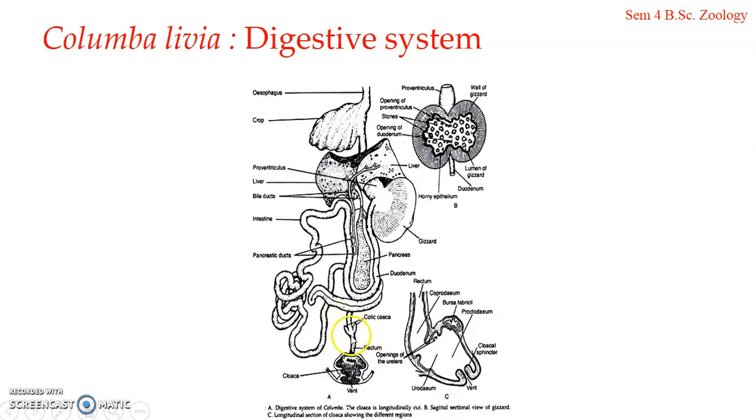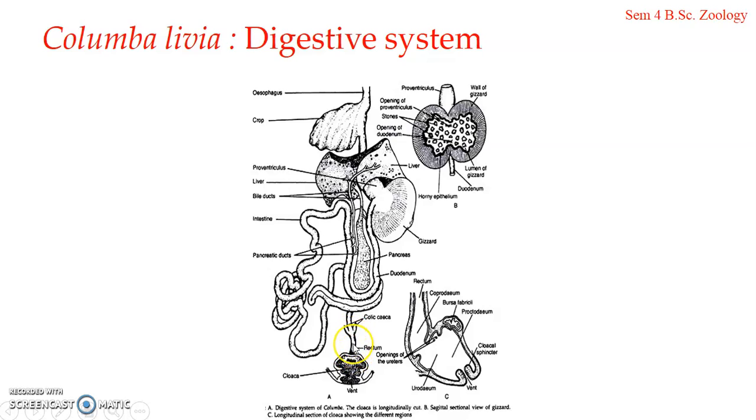Actually, this is the small intestine merging into the large intestinal region. So the junction is marked by a pair of small conical blind pouches, referred to as the colic ceca or the rectal ceca. The rectal ceca probably absorb water from digested food. The large intestine or the hind gut, or the proctodeum as we call it, is a short tube comprising the anterior rectum and posterior cloaca. So the rectum and cloaca together form the hindgut region.